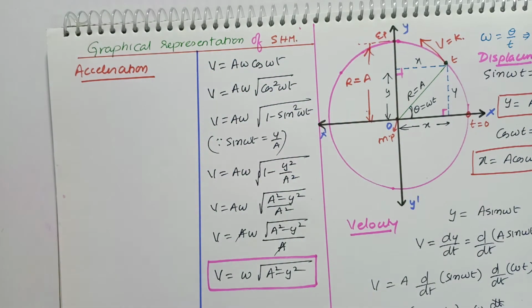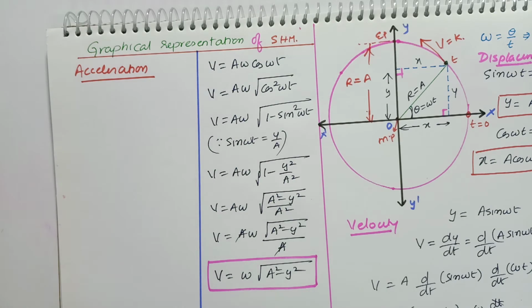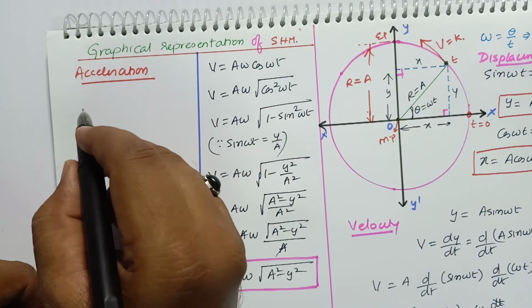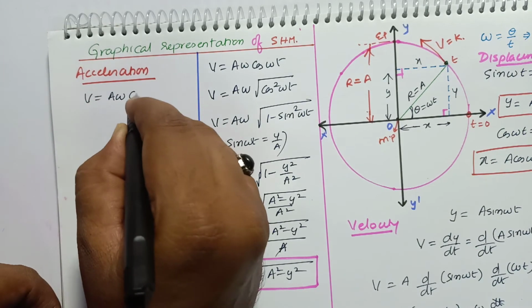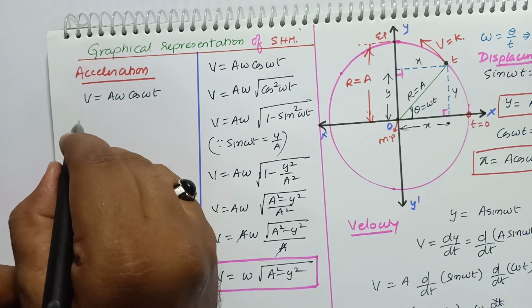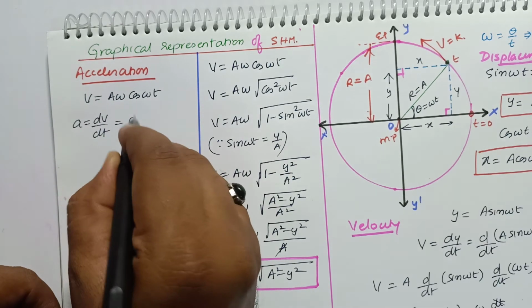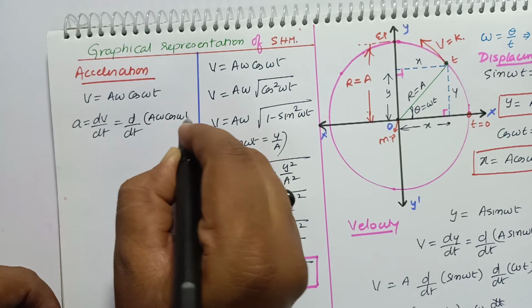Okay, so here we need to find out an acceleration. So how are we going to find out an acceleration in this case here? Let us see. To find out an acceleration, first of all, you need to write the formula for velocity. Velocity is equal to a omega cos omega t, and acceleration will become dv by dt, which is equal to d by dt of a omega cos omega t.